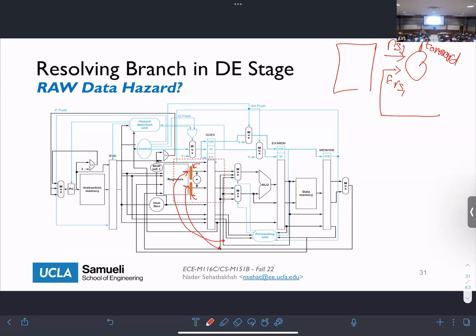The reason for that is we want to use RS1 and RS2 during the decode stage for resolving the branch sooner. And so all we need to do is add an additional multiplexer to our forwarding units to fix that issue. So the rationale and the way that we are doing it is exactly the same as what we did before for our execution stage, but this time we are forwarding it back to the decode stage. Okay, does that make sense? Any questions?